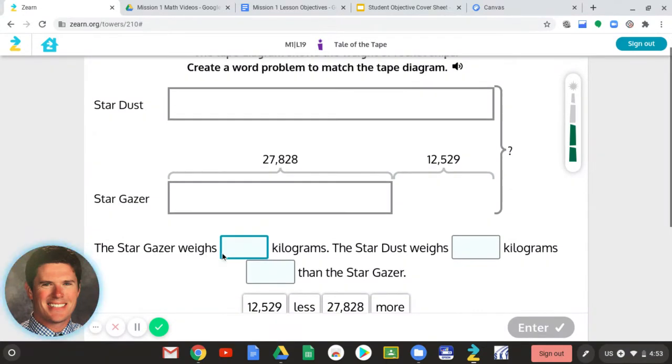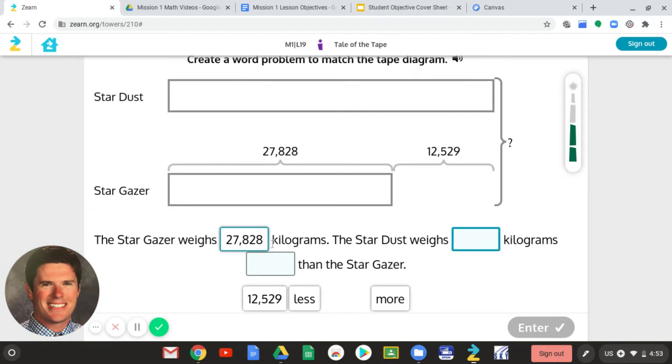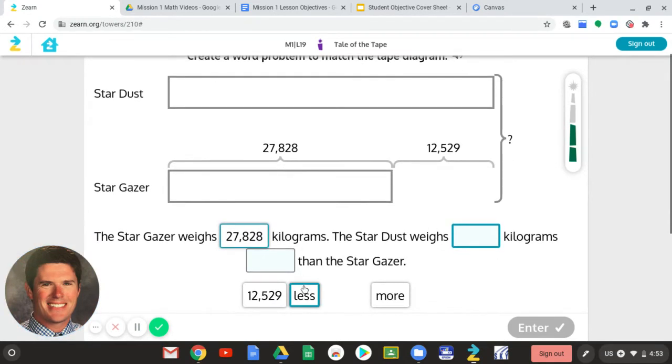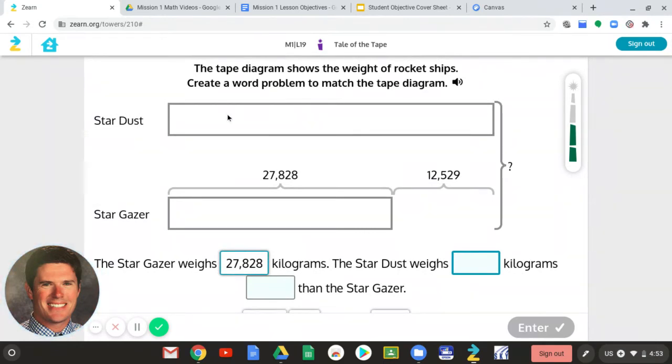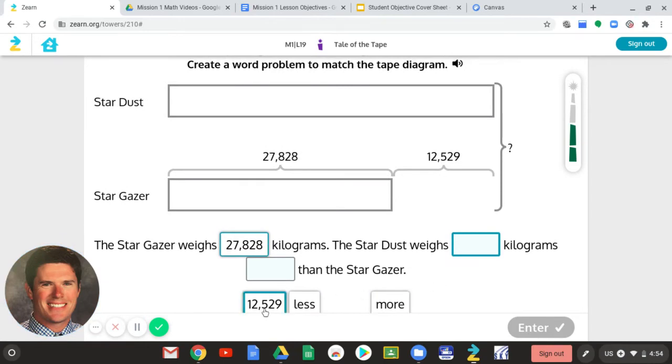All right. So it says the Stargazer weighs how many kilograms? Well, I can see it tells us right here. That's the Stargazer. It weighs 27,828 kilograms. The Stardust weighs how many kilograms more or less than the Stargazer? So let's just look at it. Which weighs more? Well, look at the tape diagram. Which is longer? The Stardust is. That means it weighs more. How much more? Well, if the Stargazer weighs 27,828, it tells us it would take 12,529 more to get it to equal the Stardust. So the Stardust weighs 12,529 more than the Stargazer. It weighs more.